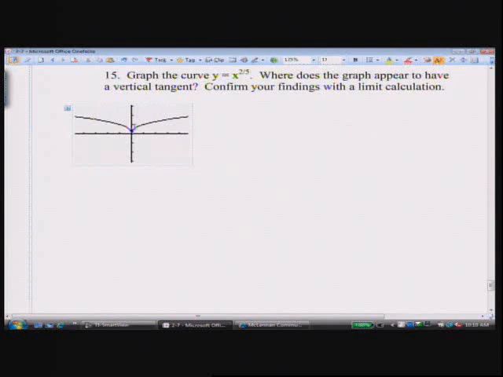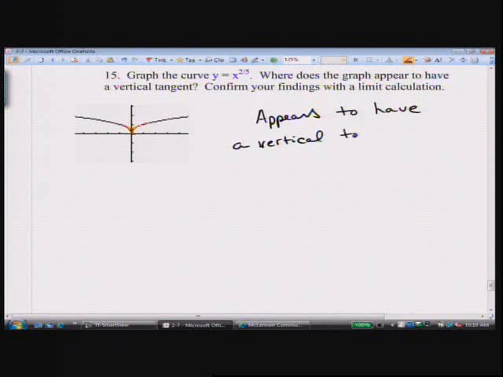Yeah, at 0, it appears that we have, as you're coming in, do you see how it looks like you're getting more and more steep? Yeah? And so it appears to have a vertical tangent at x equals 0, right?